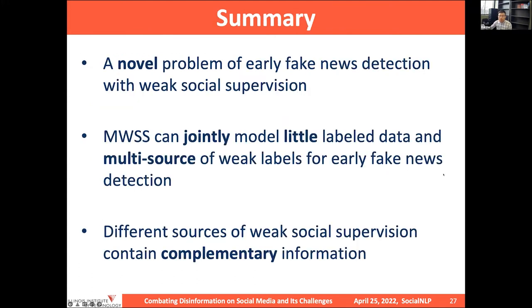So to summarize this piece of work, essentially we study a new problem of early fake news detection with weak social supervision. And we propose a model, MWSS, which can jointly learn the little labeled data and multi-source weak labeled data to perform early fake news detection. And we empirically show that these different sources of weak social supervision contain complementary information. That's why it's very important to consider them together in a reasonable way, okay?